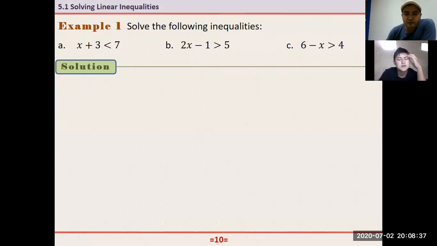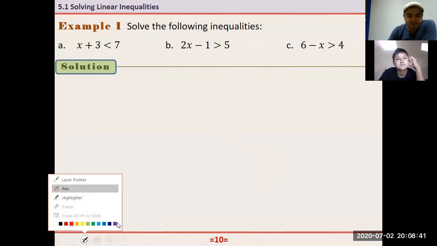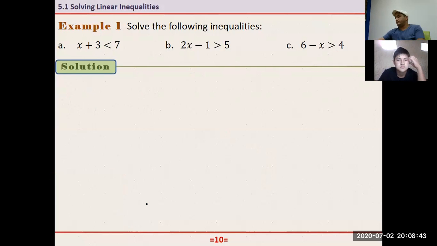So solve the following inequalities. Let's start with A. Here, let me change my pencil color. All right. 7 is less than 3 plus x. You can just take the 3 to this side, right? So x is greater than 4. That is the solution.